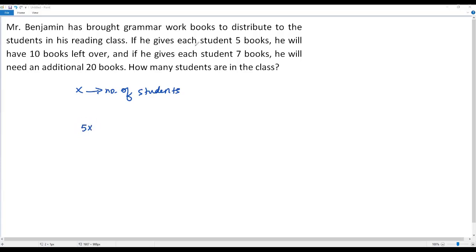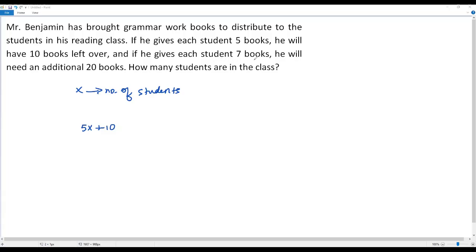When he gives each student 5 books, he will have 10 books left over. So apart from the books given to x number of students in the class, he has 10 books left over. Additionally, we have 10 books. So when you add the 10 to this expression, it represents the number of grammar books he has brought to the class. Okay, now let me consider the other information.